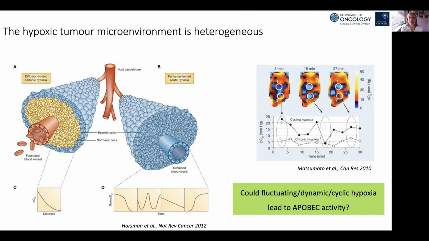So a cell doesn't necessarily sit at one level of oxygen and just experience that. For a number of reasons, cells experience fluctuations in hypoxia. And this is often referred to as fluctuating, dynamic, or cyclic hypoxia. We tend to use the term cyclic. So we wondered whether cyclic hypoxia would be more similar to hydroxyurea treatment, and therefore, would it lead to APOBEC activity?